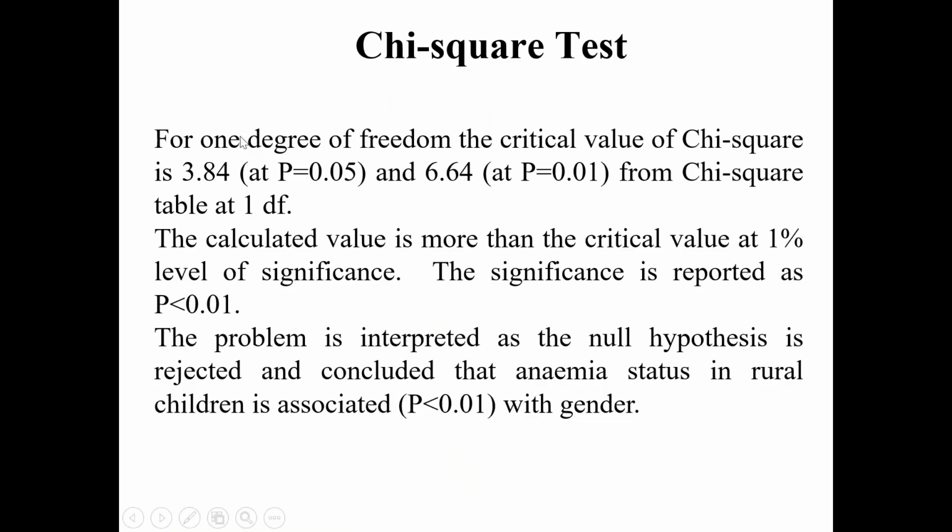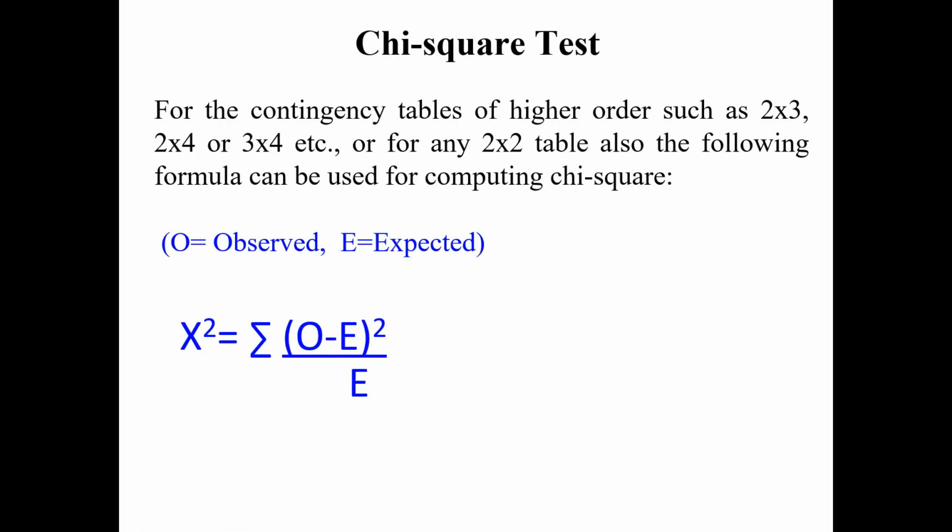So the inference for 1 degree of freedom: the critical value of chi-square is this much, and at the 0.01 level it is 6.64. The calculated value is more than the critical value at the 1% level of significance, so p is less than 0.01, which is less than 0.05. So the problem is interpreted as: null hypothesis rejected, and we conclude that anemia status in rural children is associated with gender, and more common among the girls as compared to the boys.